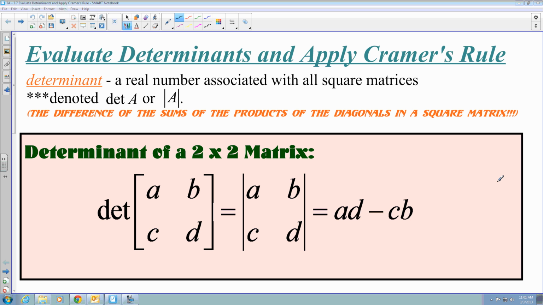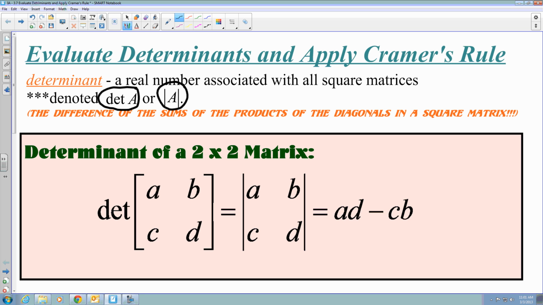It has to have the same number of rows and the same number of columns. And you can write a determinant of a matrix in two different ways. You can say the determinant of matrix A, whether it's a 2 by 2 or 3 by 3, which are the two dimensions that we're going to work with today. Or we can say this is the determinant of A.